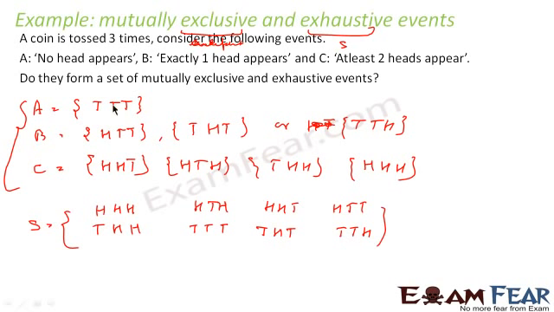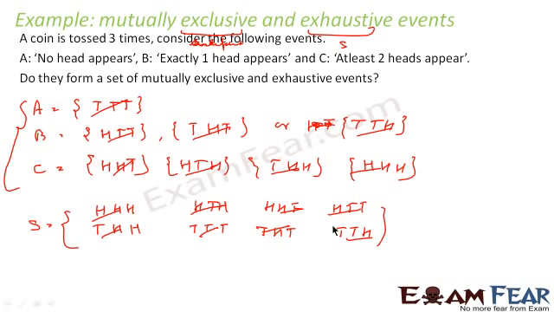Now let's see if everything is covered. TTH, TTT, HTT, THT, HHT, HTH, THH, and all heads. So if you see, when you combine these, we get the sample space.